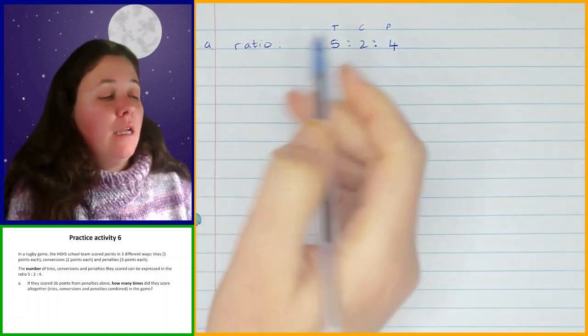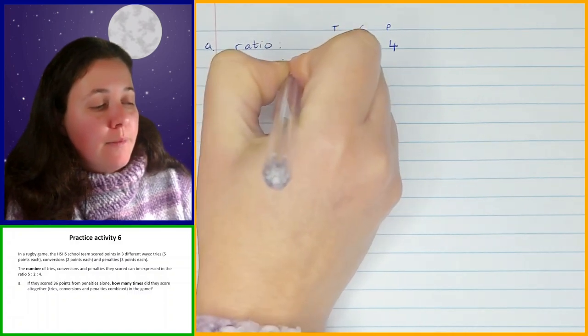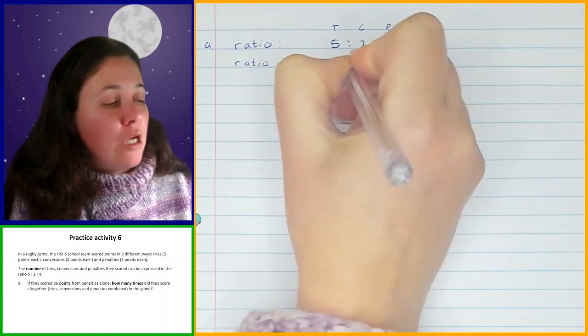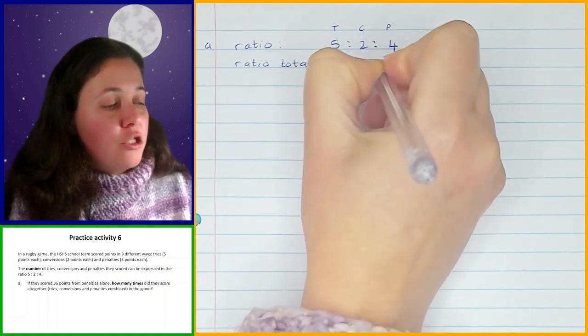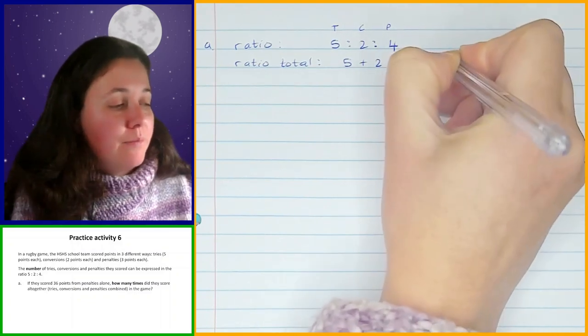Okay, then I'm going to work out my ratio total, because I am sure that I'm going to need it at some point. So I have 5 plus 2 plus 4, and that gives me 11.